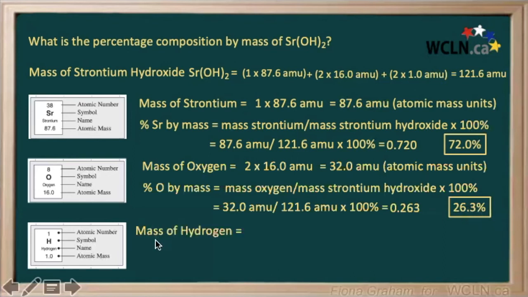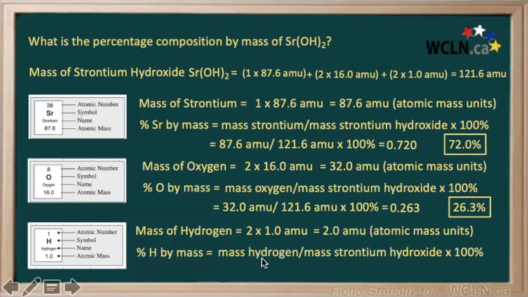All right, finally, the mass of our hydrogen, we're calculating it in the same way. We have two atoms of hydrogen, which has a mass of 1, giving us an overall mass of 2 in our compound. So we're going to find the ratio of the mass of the hydrogen to the mass of our whole compound. When we do that calculation, we get 0.017, multiply that by 100, and we get 1.7%.